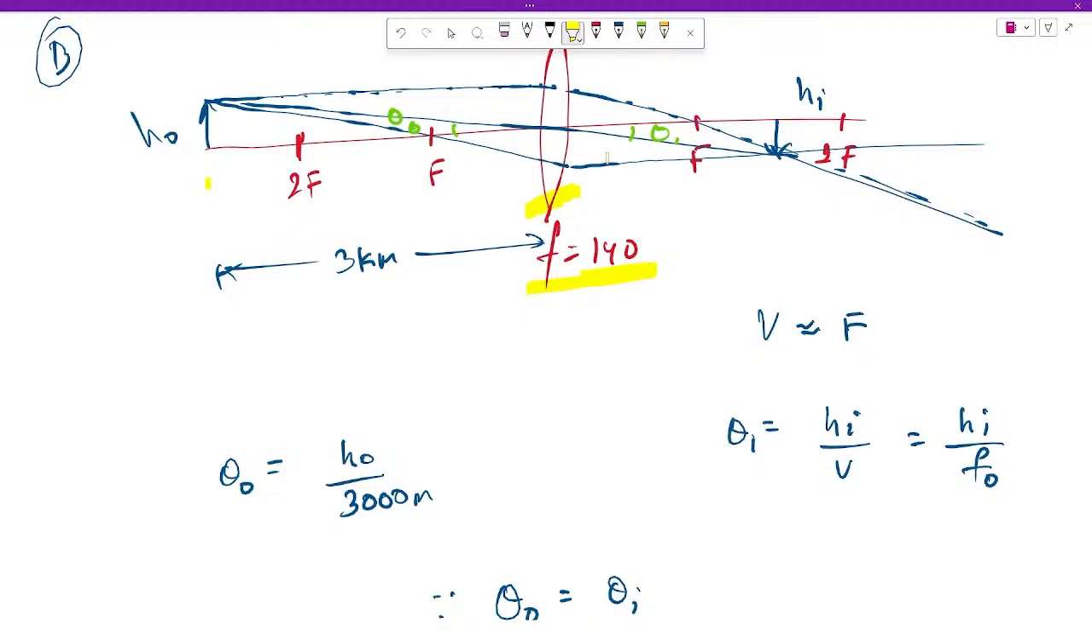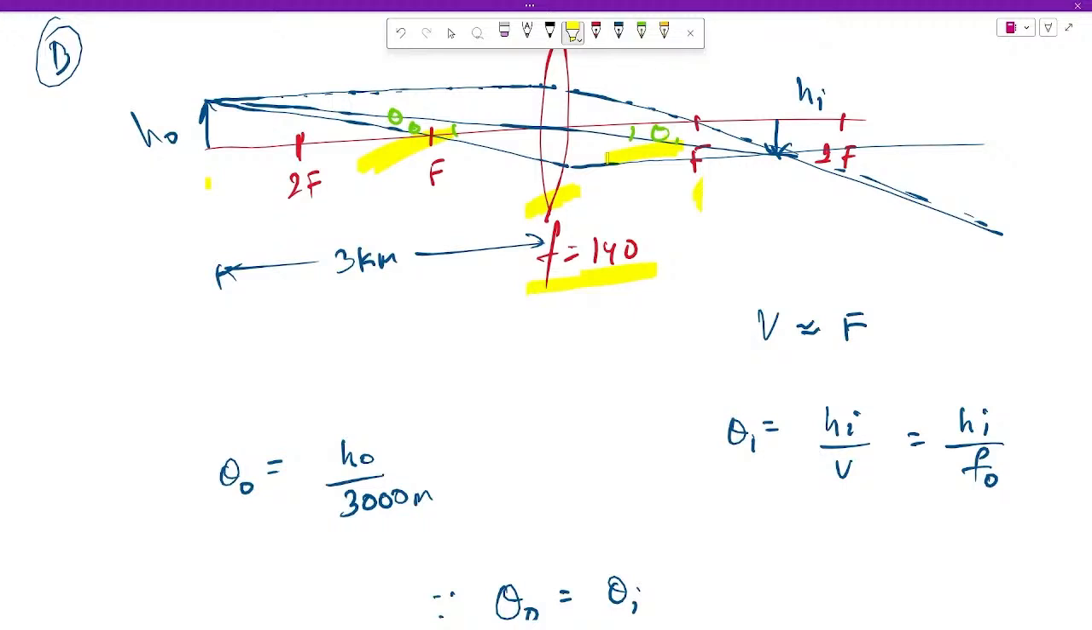Now we can see that if the object is lying beyond the center of curvature of the lens, the image will form between the focus and the center of curvature, and if the object is placed far beyond, then the image will tend towards the second focus. So here we see that the angle made by the object and the image is going to be the same. Here it is denoted by theta naught for the object and theta I for the image.